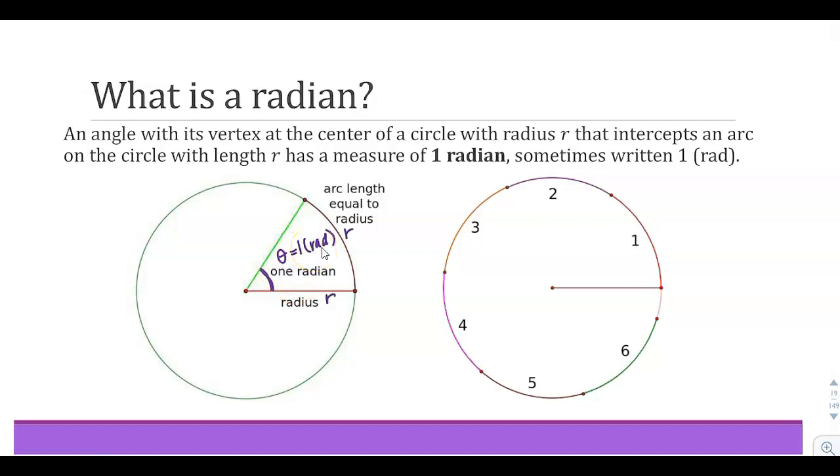So you can see that word radius involved in radian because we're saying that we have 1 copy of the radius along the arc of the circle. Now let's take a look over here. Let's say I want to find an angle of measure 2 radians. So my angle has to intercept an arc length that measures 2 copies of the radius. Here's my radius, so this is 1 copy of r, and then this is a second copy of r.